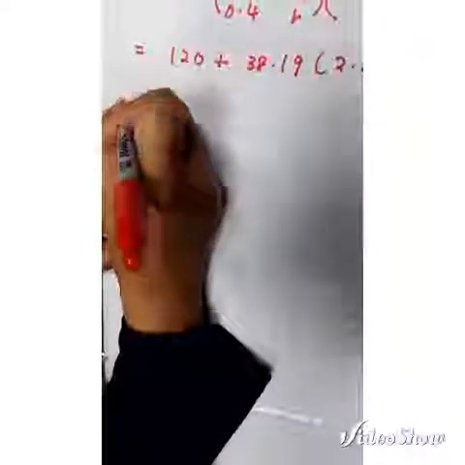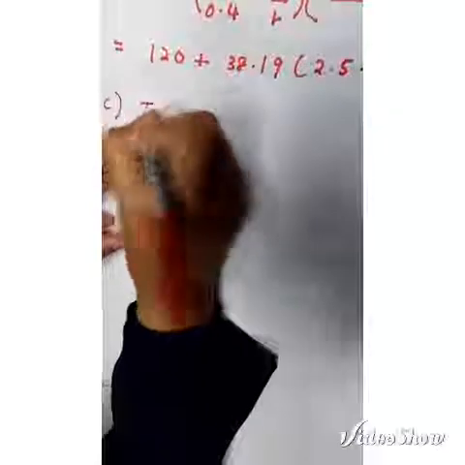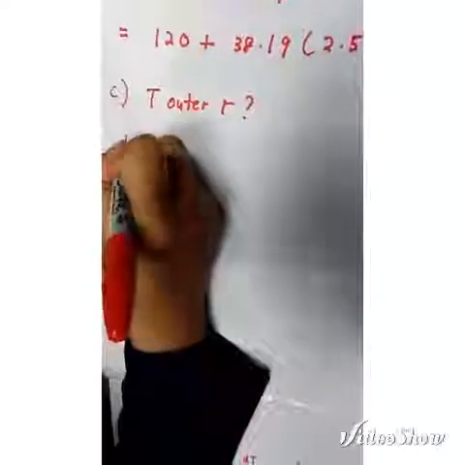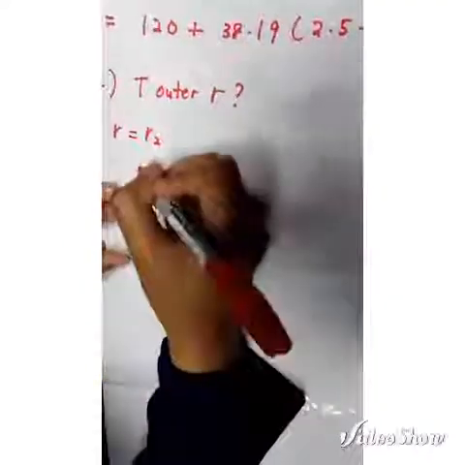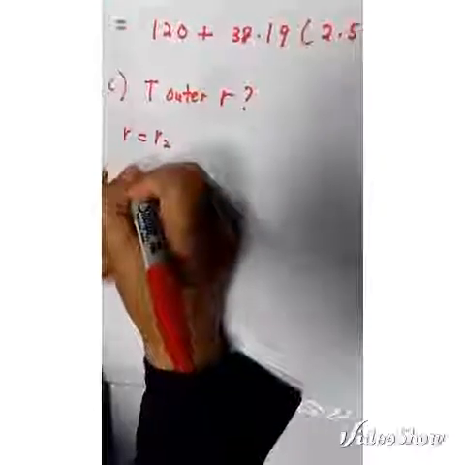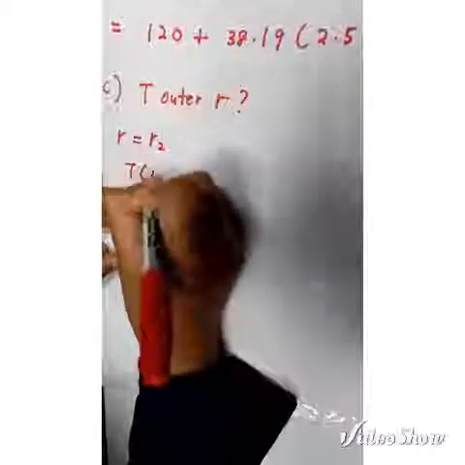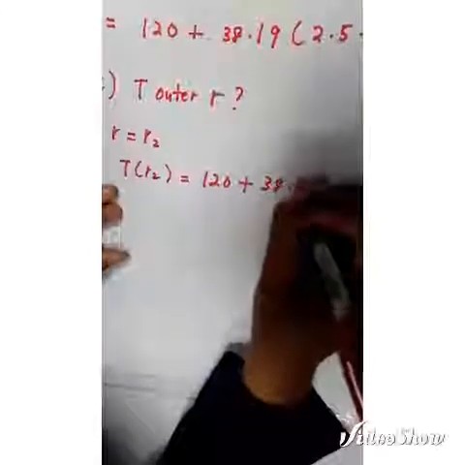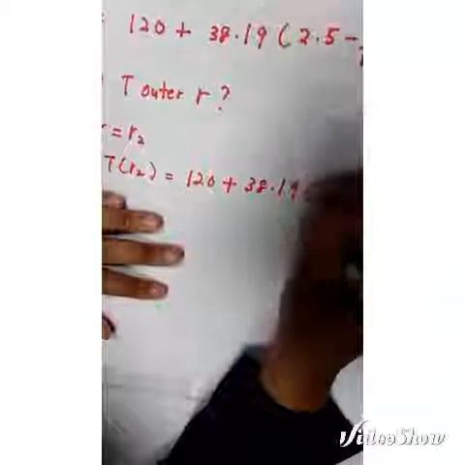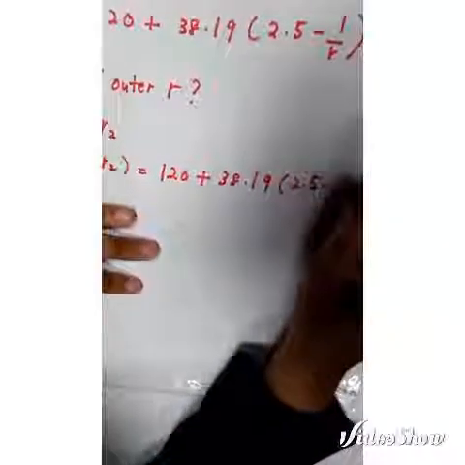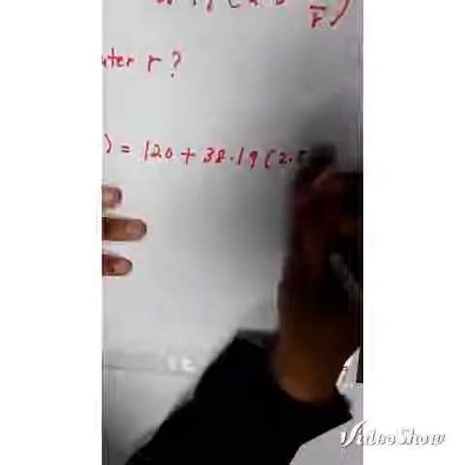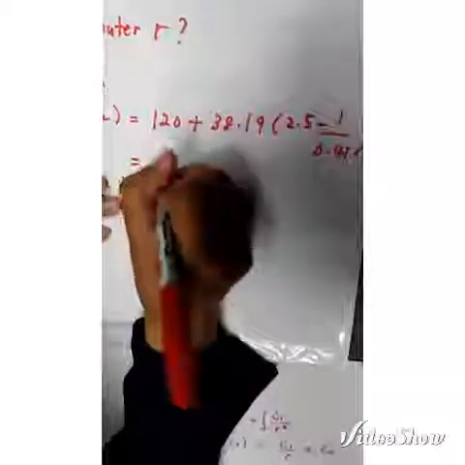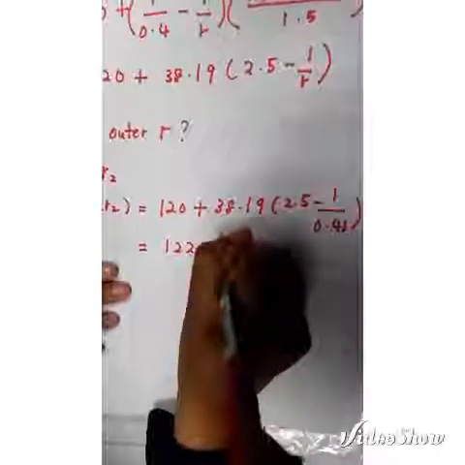For question C, it wants us to find the temperature at the outer radius. So we will note that R is equal to R2. We will just use the previous equation that we have obtained. T(R2) is equal to 120 plus 38.19 times 2.5 minus 1 over R, where R is the value for the outer radius, which is 0.41. And then we will get the temperature for the outer radius, which is 122.3 degrees Celsius.